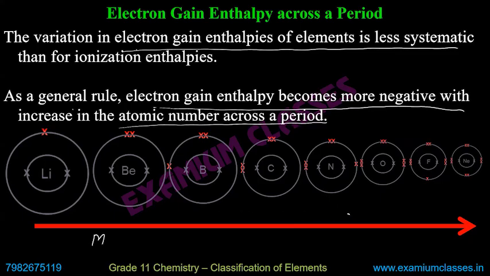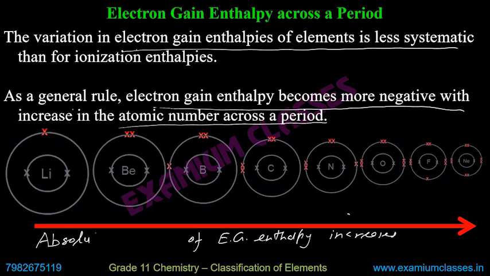The magnitude of electron gain enthalpy increases, or you can say the absolute value, because absolute value will not contain the sign. The absolute value of electron gain enthalpy increases across the period. The negative sign just shows that this energy is released.